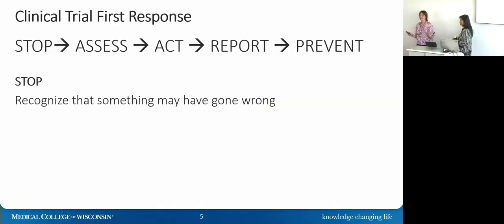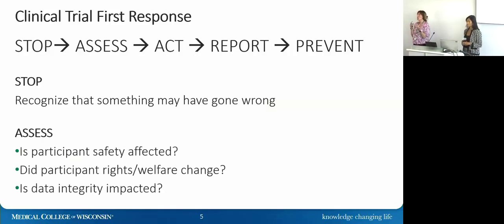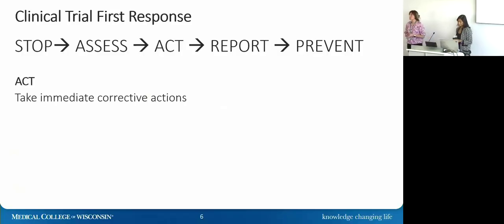So just stopping and assessing it. First and foremost, were any participants put at risk? Were their rights and welfare affected? Is the data integrity impacted? So just kind of doing an impact analysis on what this issue has impacted. Then taking that immediate corrective action.